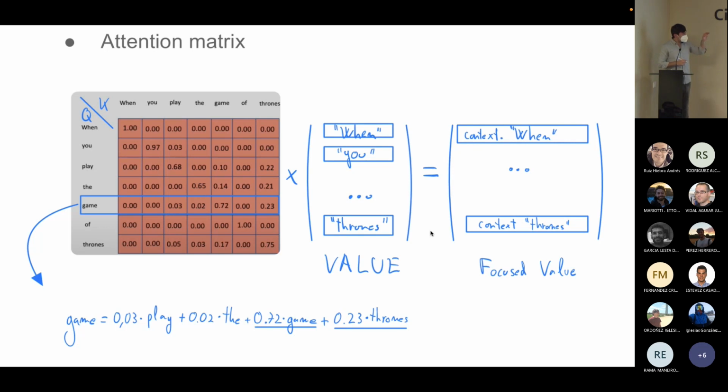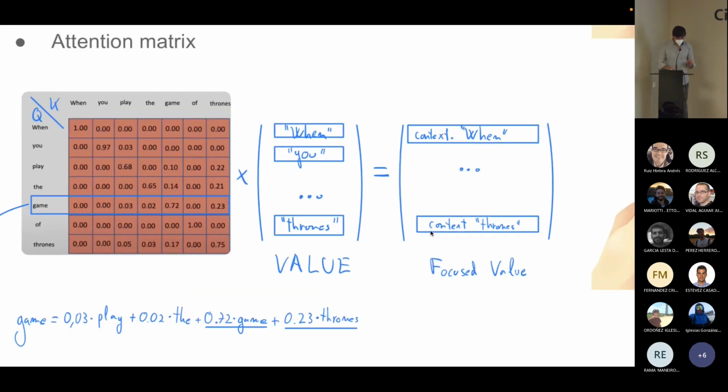When we do this across all the words, we get an attention matrix that tells us for each word how important are the other words. With this matrix, we can do a direct multiplication. So if we have these scores, we multiply by the original vectors, and we get contextualized vectors.